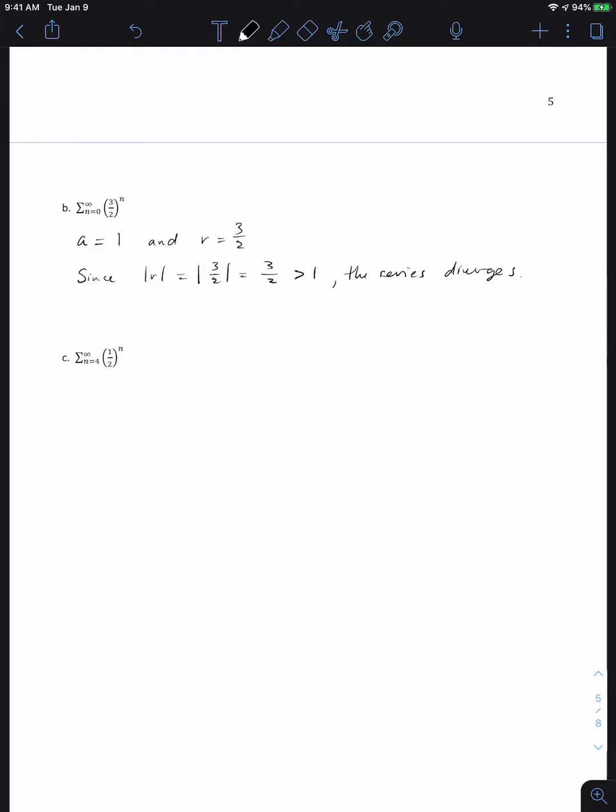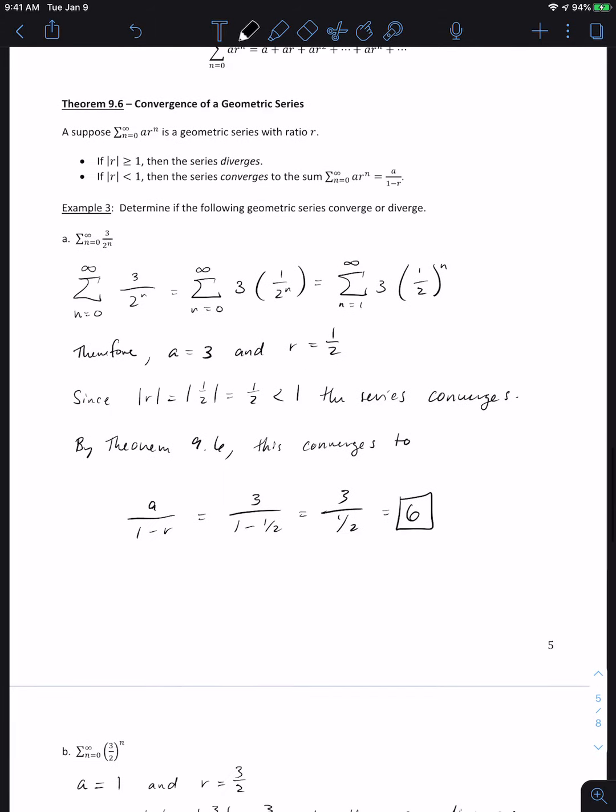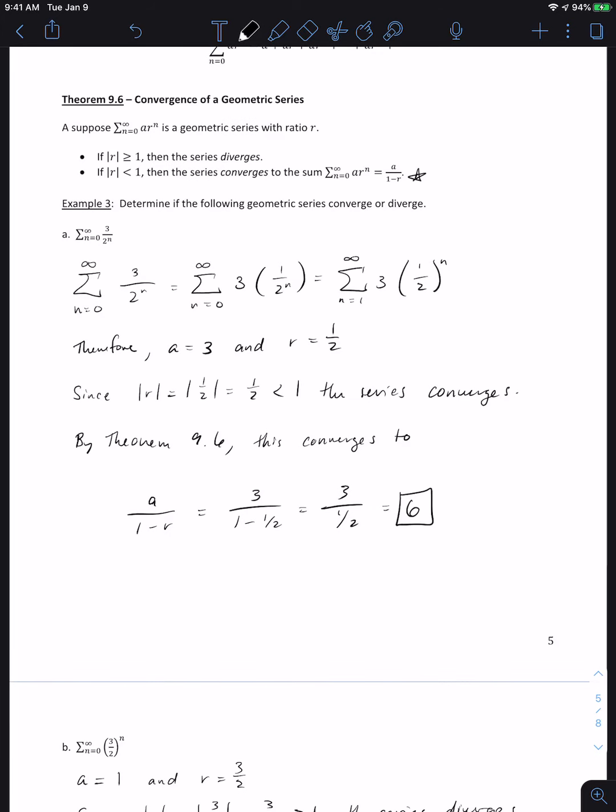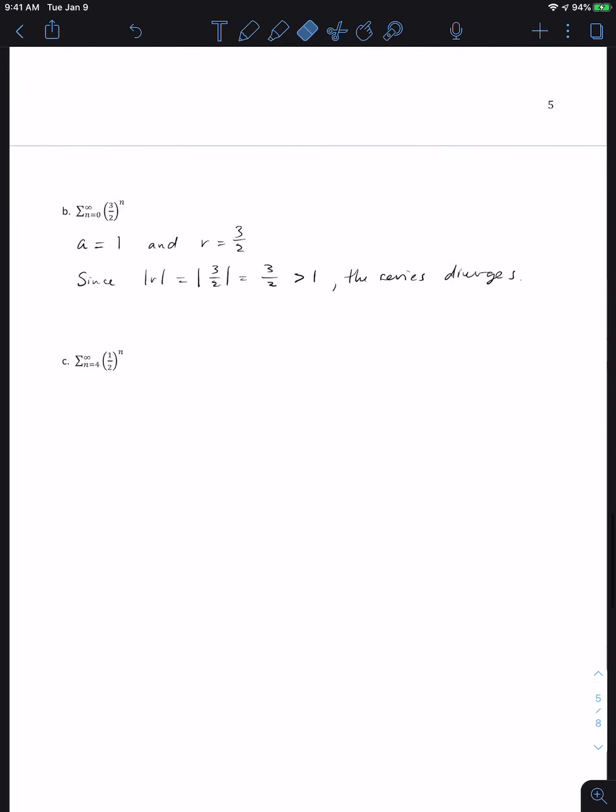Okay, so now let's look at example C here. Upon first glance, you're like, yeah, it looks like the ratio is 1/2. It's going to converge. Super. And actually, it does converge, right? Because the ratio is 1/2. However, notice that my sum starts at n equals 4. That formula that gave us this exact sum, a over 1 minus r, was specific to starting at n equals 0, right? And so when we figure out what the sum is actually equal to, we'll have to take that into account, right?